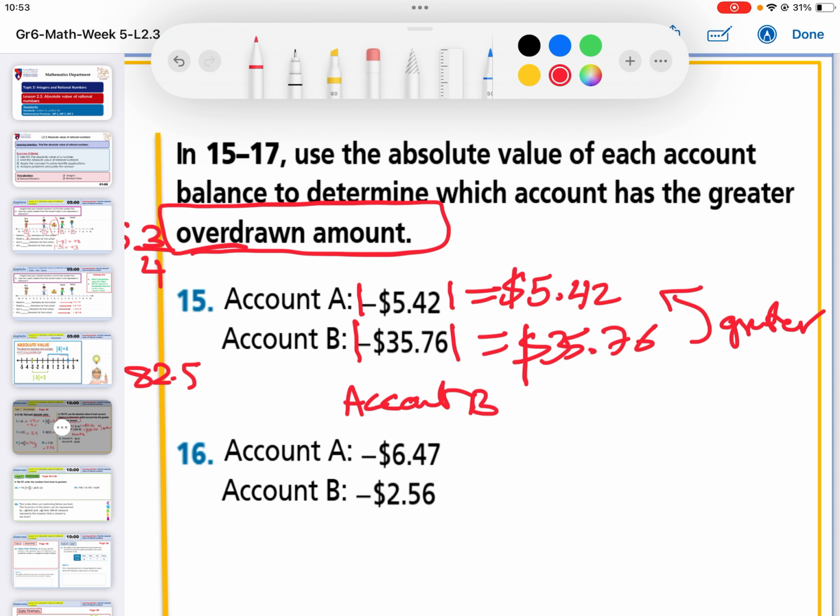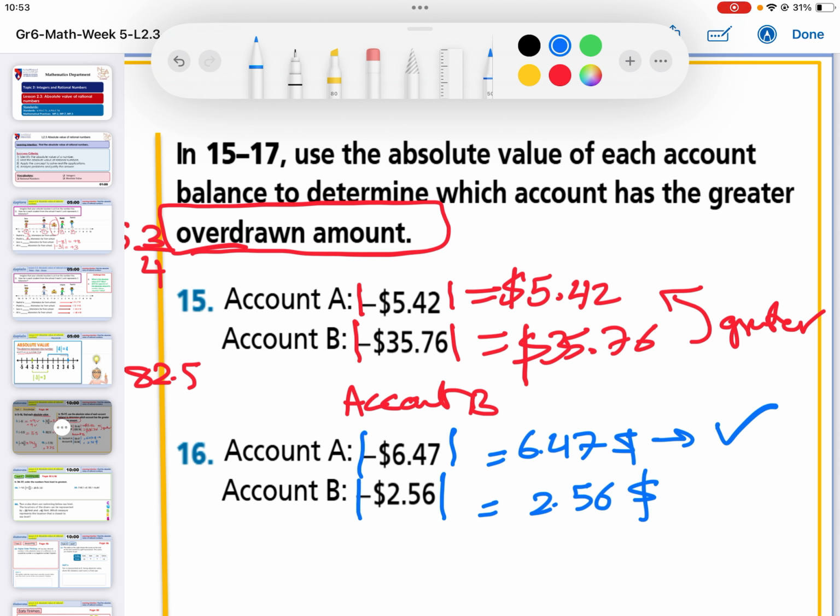The same thing we're going to do here. For account A, we're going to take the absolute value for both of them. So that will be $6.47, and that will be $2.56. So which one is the greatest? This one. So which account has the greatest overdrawn amount? That will be account A.